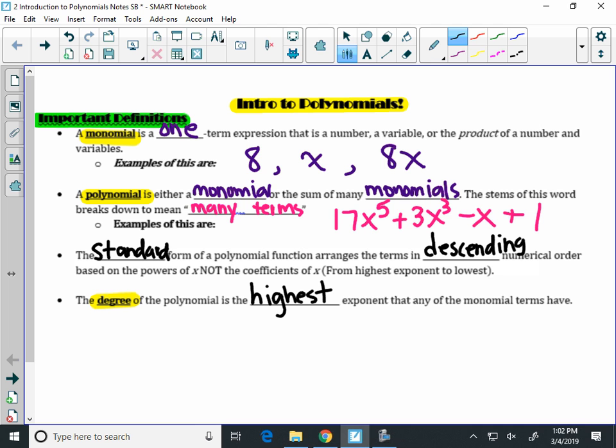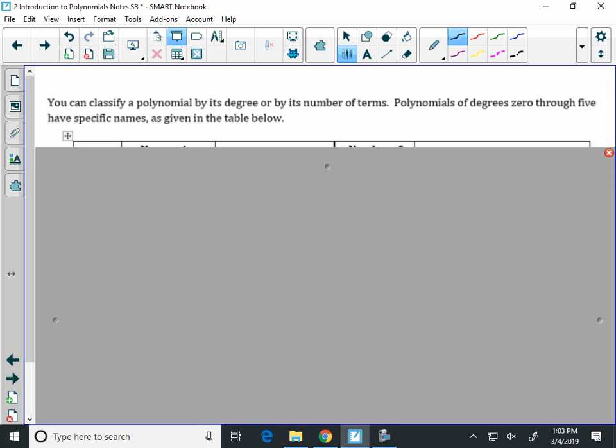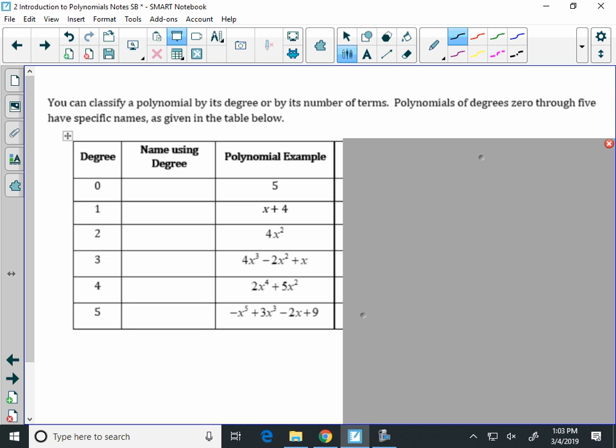So we have all kinds of names, because it just wouldn't be English or math without a lot of different names for similar things. We're going to name our polynomials based on their degree, the highest exponent, and then based on how many terms they have. So let's start. Let's just look at the left half to start.